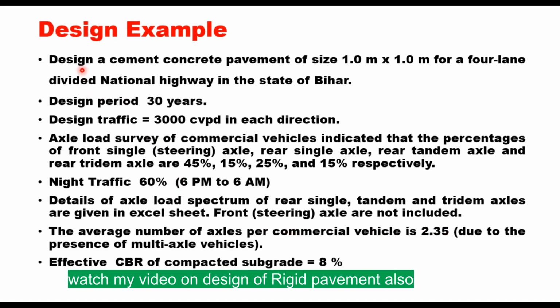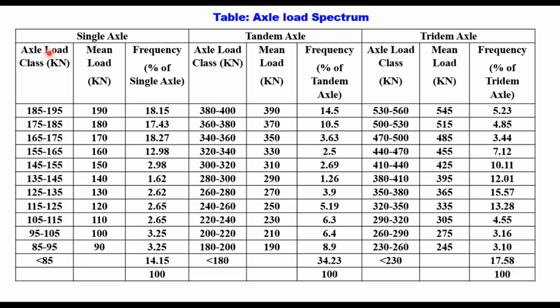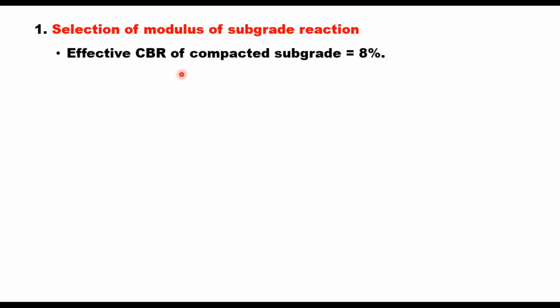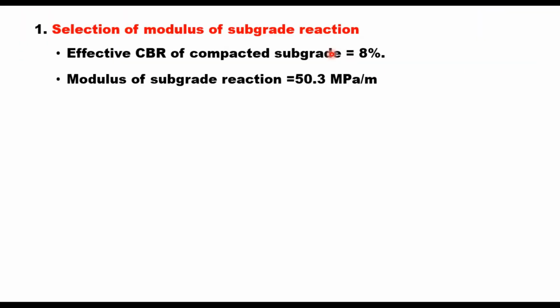Remember, this example is the same as we took when we were discussing IRC 58, design of concrete pavement as per IRC 58. This is the axle load distribution obtained from the field survey: single axle, tandem axle and tridem axle. Now with these data you have to design a short slab concrete pavement of 1 meter by 1 meter size. The CBR of compacted subgrade is given as 8%. Corresponding to 8%, you find the value of K using this table. For 8%, it will be between these two values, and if you interpolate, it will be 50.3 megapascal per meter.